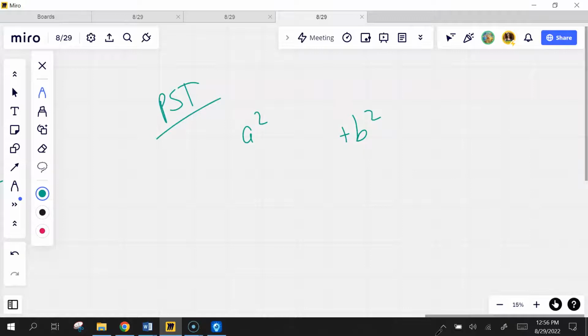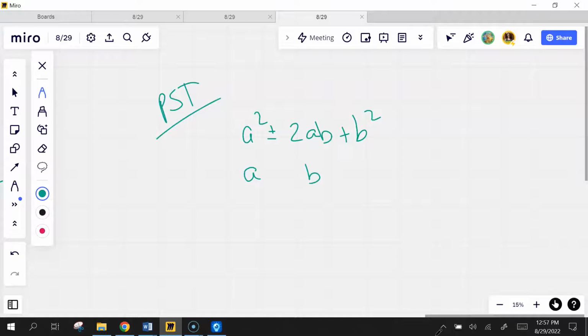The ends are perfect squares. If I take the square root of both ends, what's the square root of the first one? What's the square root of the last one? B. Those have to be perfect squares. The last sign has to be a plus. The first sign could be a plus or a minus, it doesn't matter. If I multiply these together and double it, it has to give me what's in the middle.